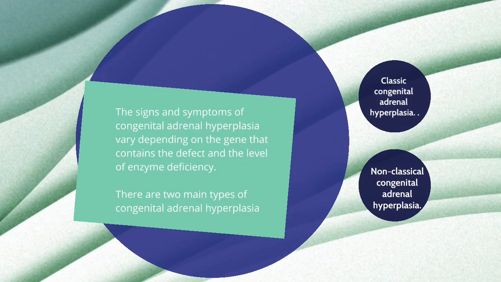Symptoms. The symptoms of congenital adrenal hyperplasia vary depending on the gene that contains the defect and the level of enzyme deficit. There are two main types of congenital adrenal hyperplasia: classic congenital adrenal hyperplasia and non-classic congenital adrenal hyperplasia.